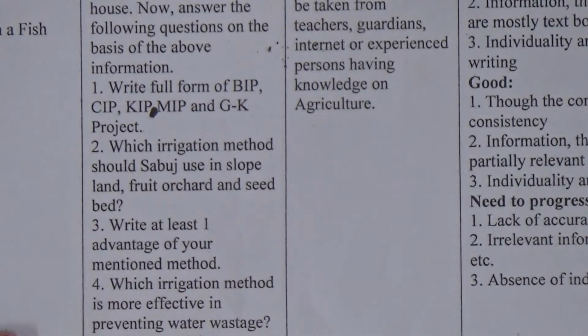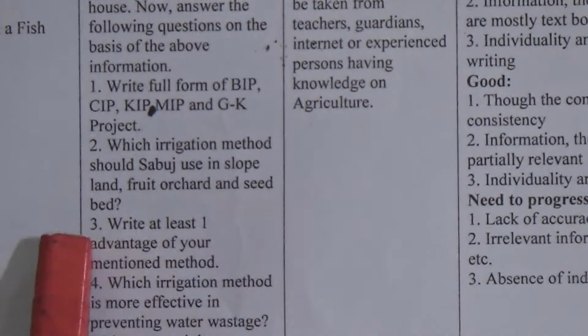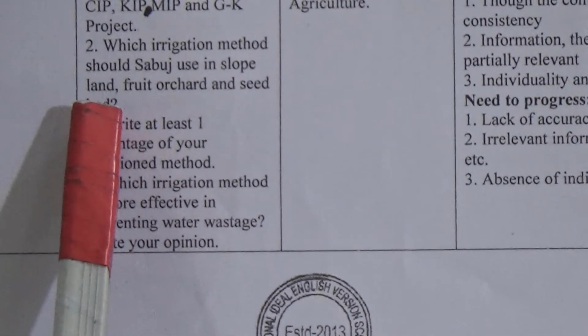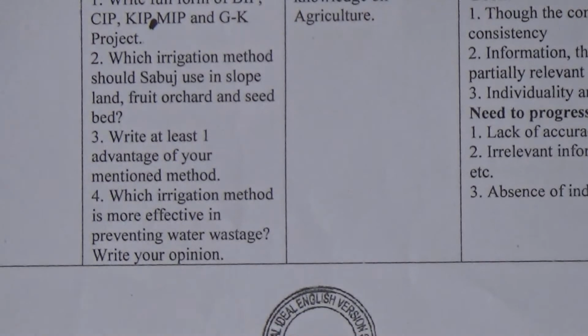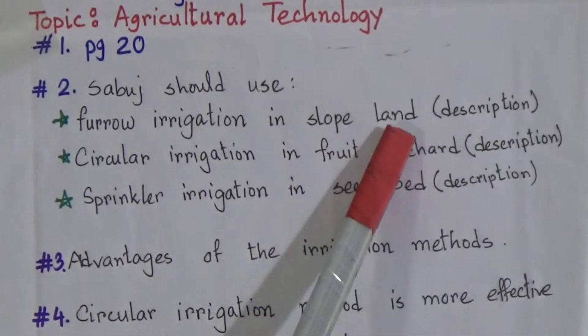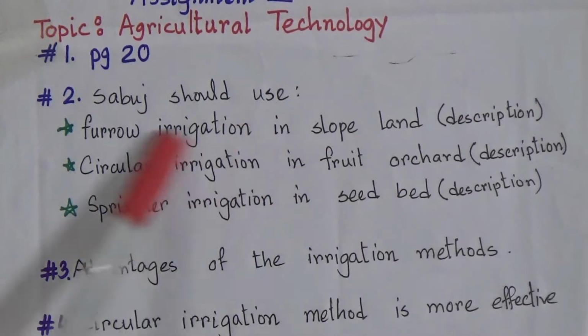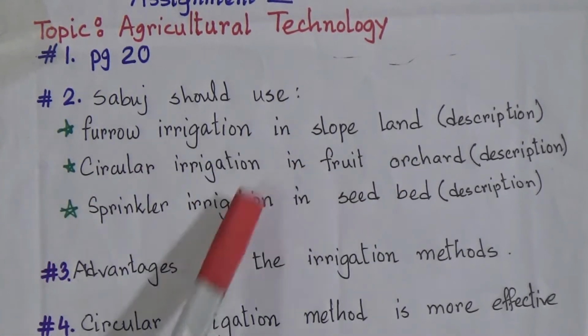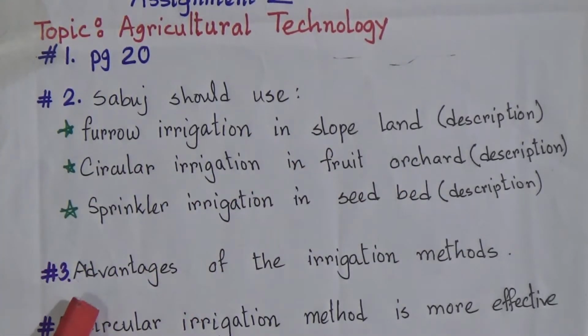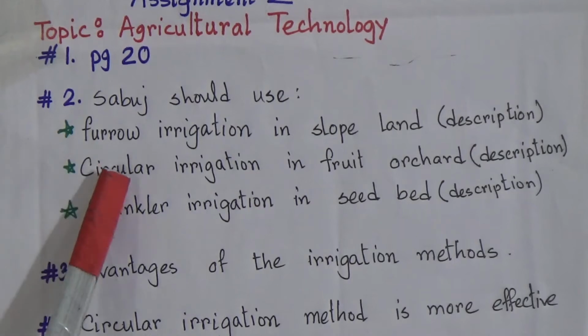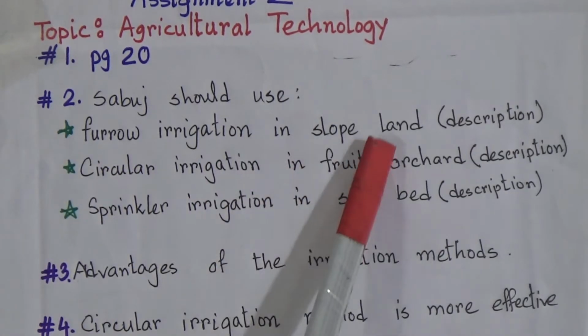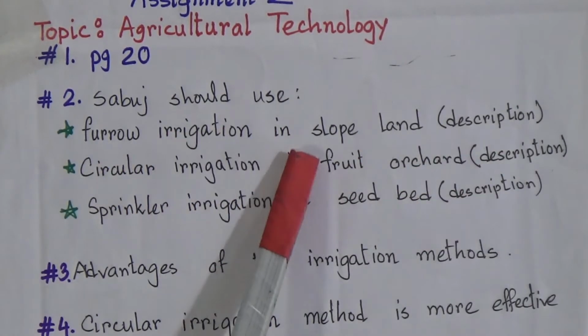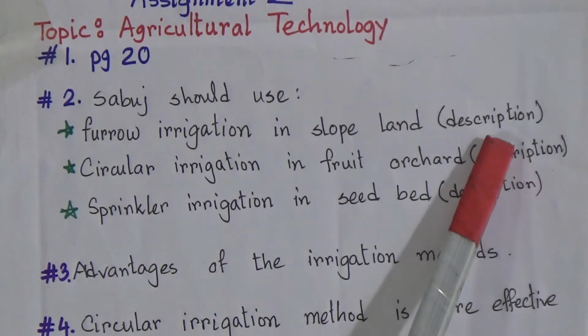Okay. We have to think that which irrigation should Shobuj use in slope land. Which irrigation is good for slope land? Shobuj should use furrow irrigation in slope land. Why? Because furrow irrigation is very much suitable in slope land. Here you will give a short description of the furrow irrigation from your book.